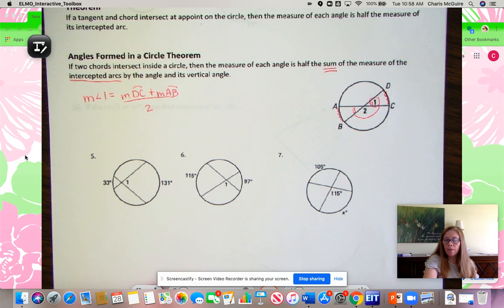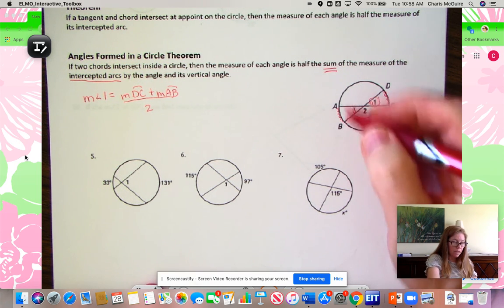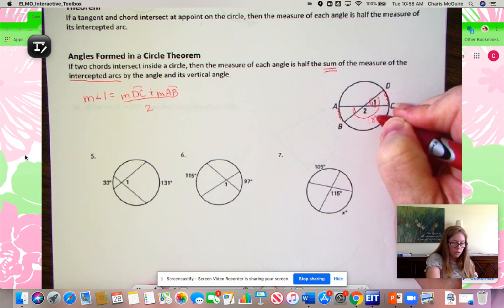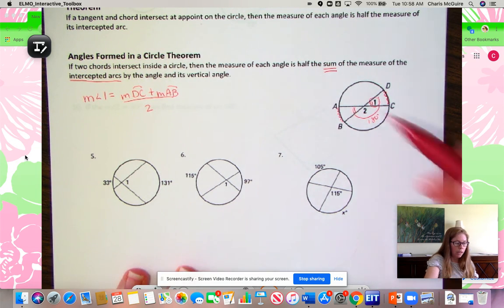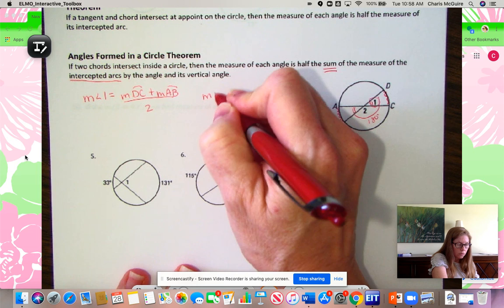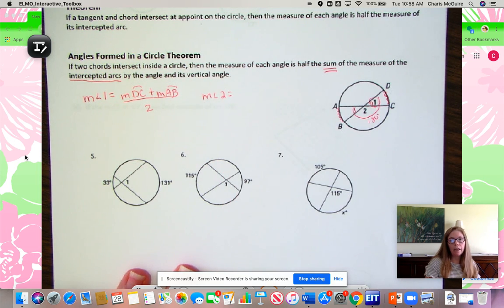Yeah, they're supplementary, or they add up to 180 degrees. So to find angle 2, you could just take angle 1 and subtract it from 180 to get your angle 2. Or you could do the same thing to find angle 2. You would be looking at a different set of arcs.